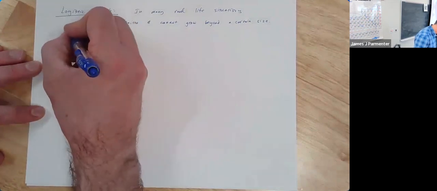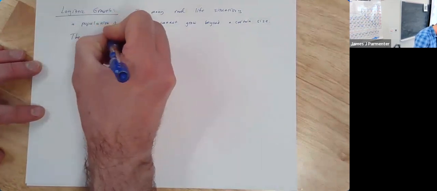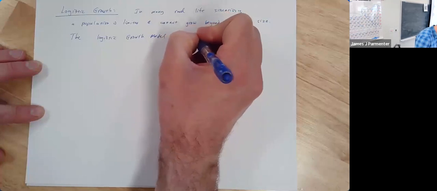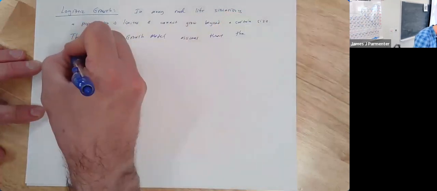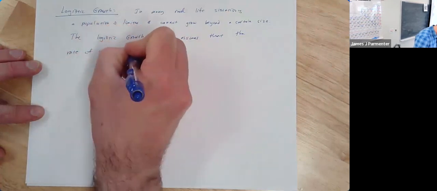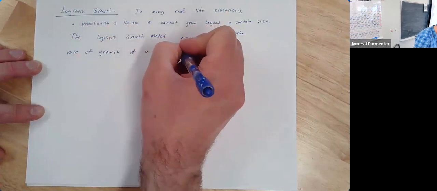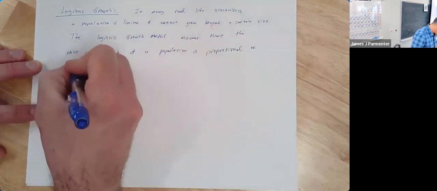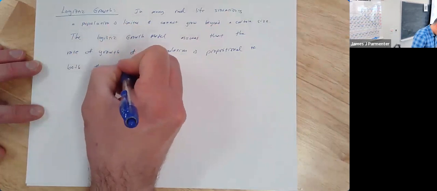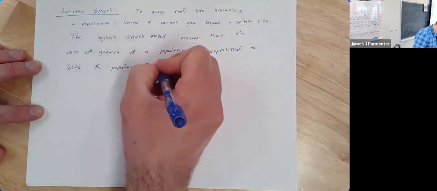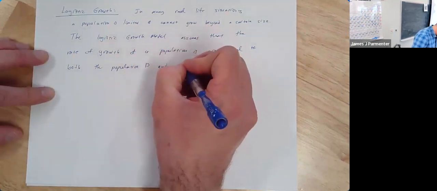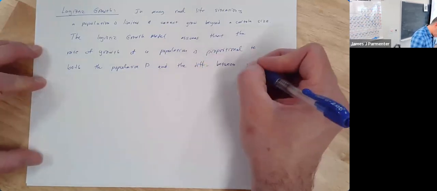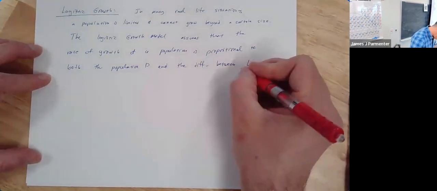The logistic growth model assumes that the rate of growth of a population is proportional to both the population P and the difference between the limiting amount L and the population.